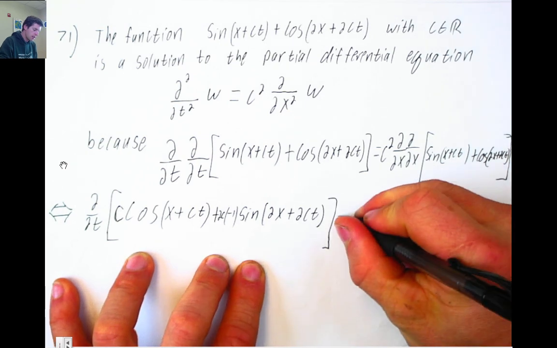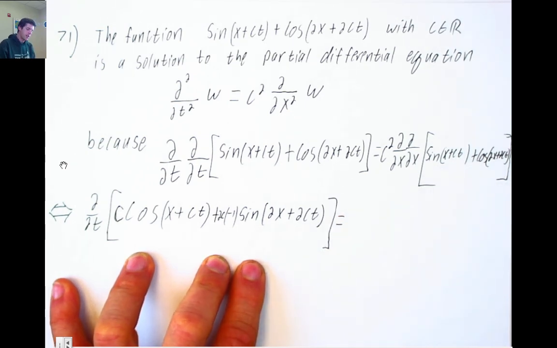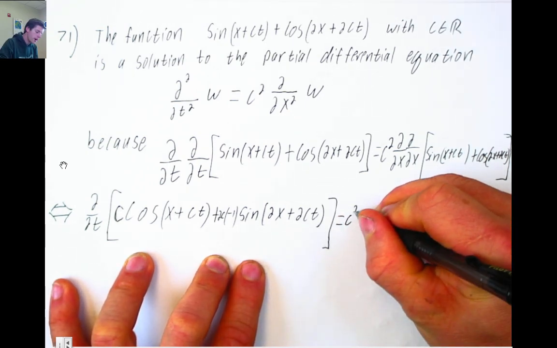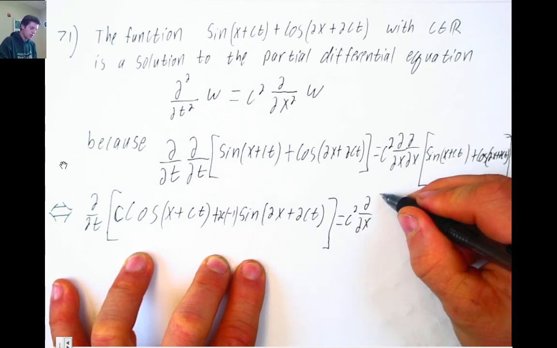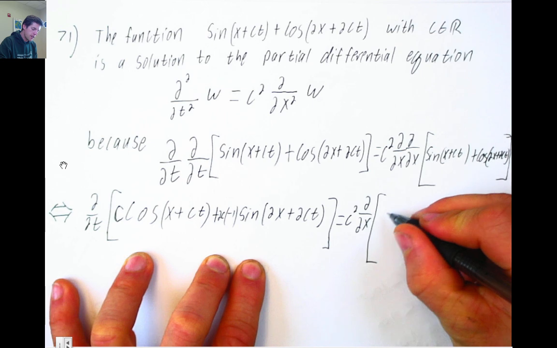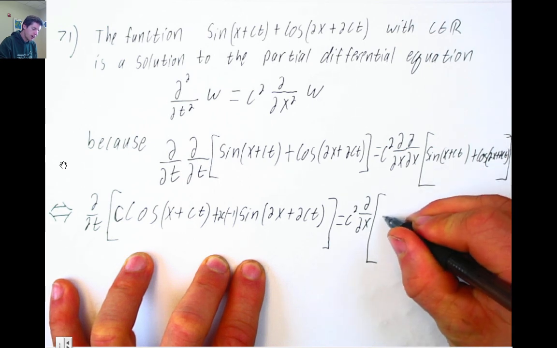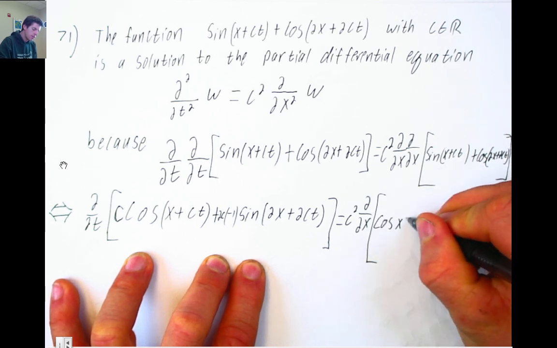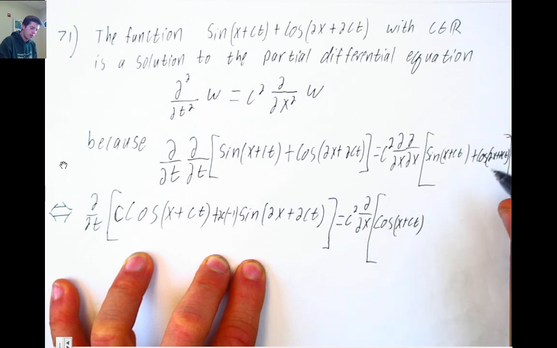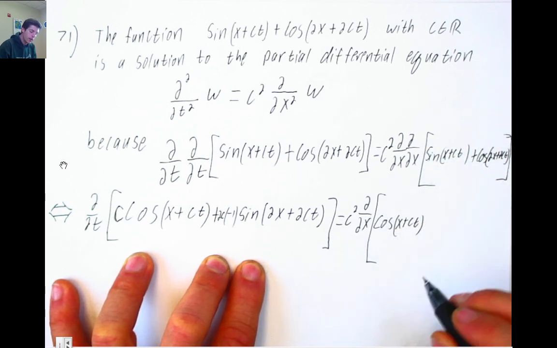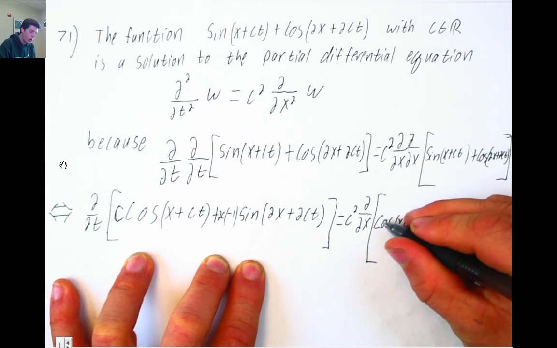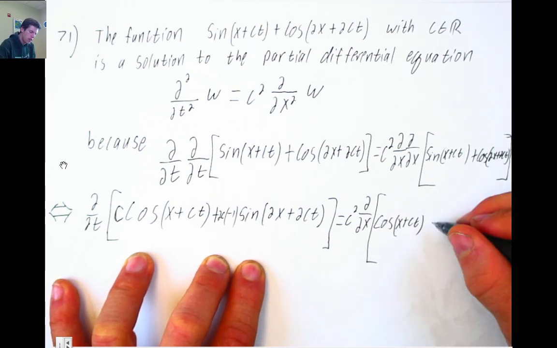Okay, and on the other side, now I'm going to have to use a smaller font, c squared d/dx, and then I will calculate the first of these derivatives. Let's see, the derivative of sine is cosine of x plus ct, and then the chain rule, I need to multiply by the derivative with respect to x of the inside, and that is simply 1. So I don't have to write anything. I could say 1 times, but that doesn't change anything.